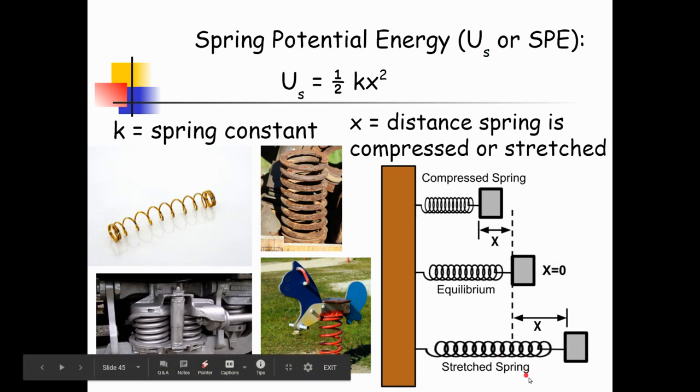The same thing is true for the stretched spring. I'm measuring from equilibrium to how much I've stretched it, and that's going to be the x in this equation.